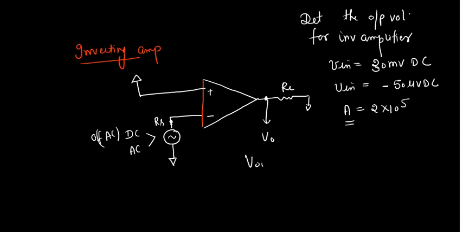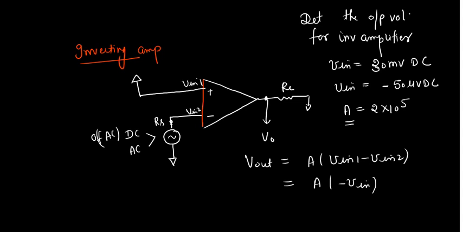So V out would be A times (V in 1 minus V in 2). This is your V in 1, this is your V in 2. V in 1 is 0. V in 2 is V in. V out is minus A V in. That is why we are calling it an inverting amplifier. It is giving you a gain of A as well as reversing the polarity of your input signal. That is why we are calling it an inverting amplifier, right?